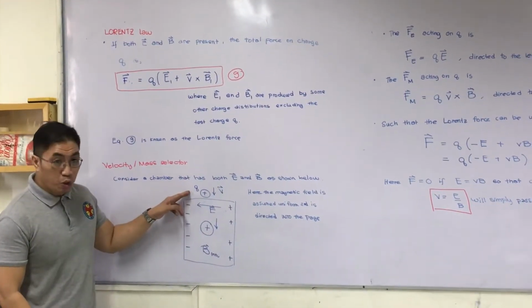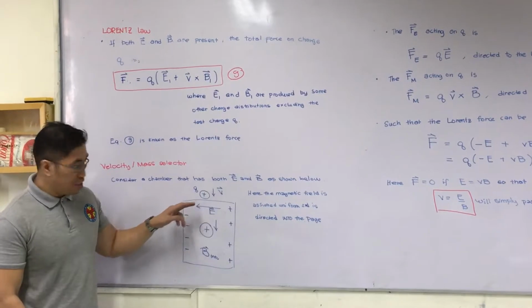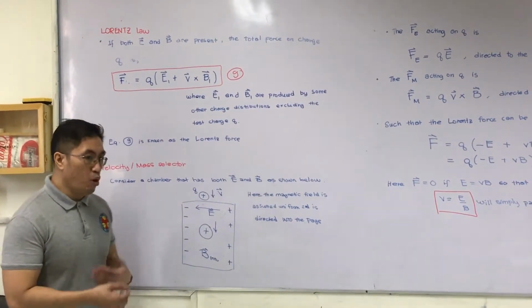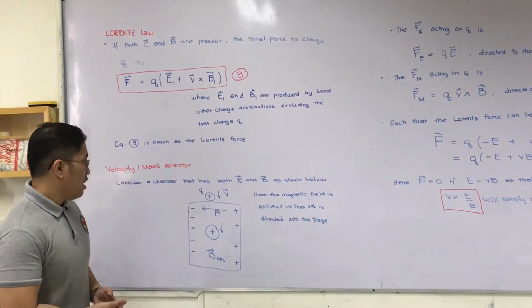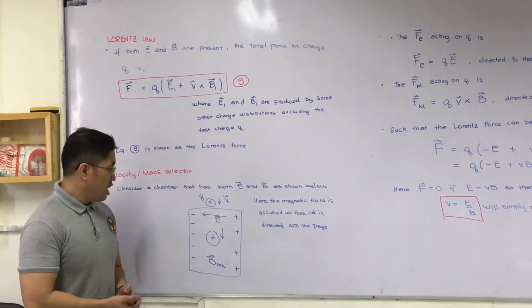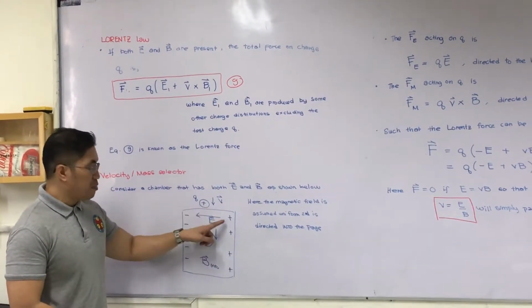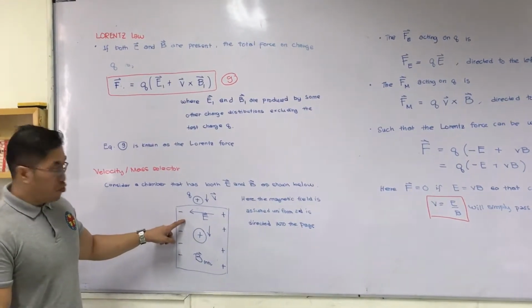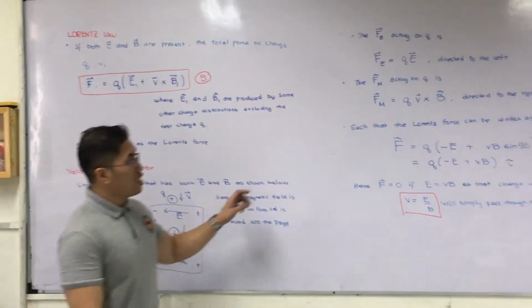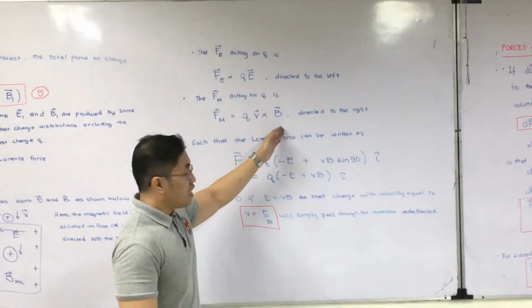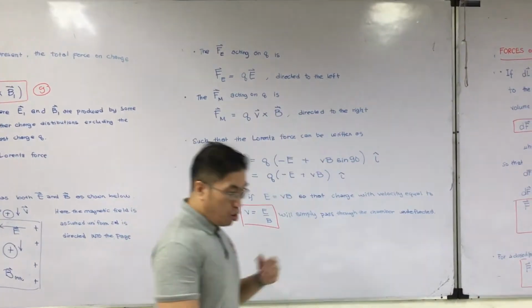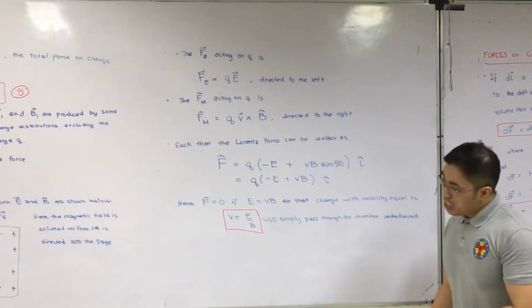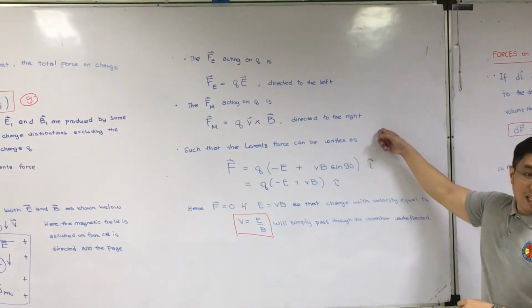Once your charge Q with velocity v enters the chamber, it will feel both electric and magnetic fields. The electric force would be to the left since the charge will be pushed away from the positive plate towards the negative plate. Now, for the magnetic force, we can use the cross product of v and B to get its direction. And using the cross product between v and B, we can verify that it is to the right.